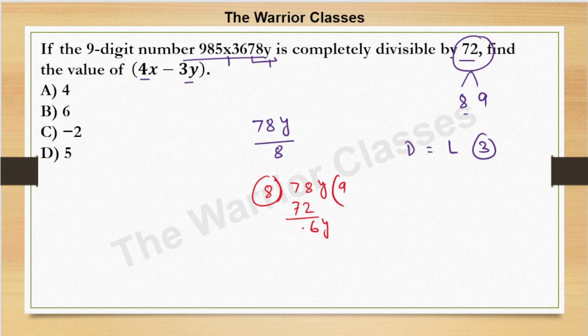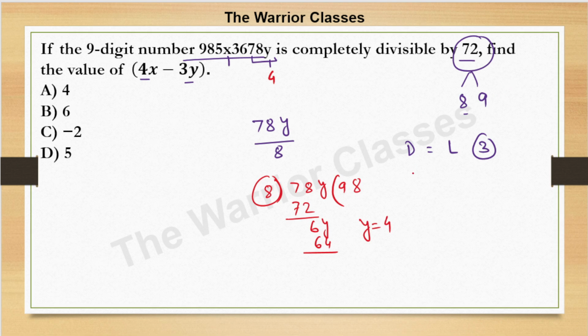Now 8 times 8 is 64, right? Now for it to be completely divisible by 8, the value of y should be 4, right? The value of y should be 4. So from here we have calculated that the value of y should be 4.